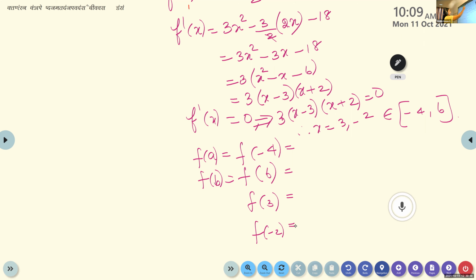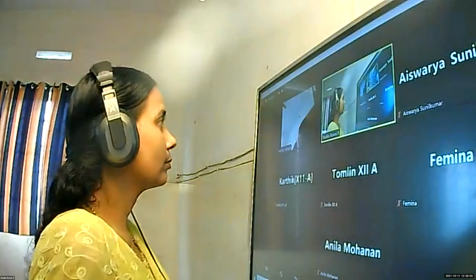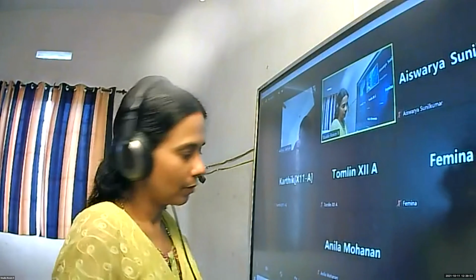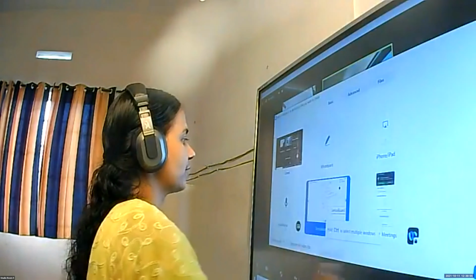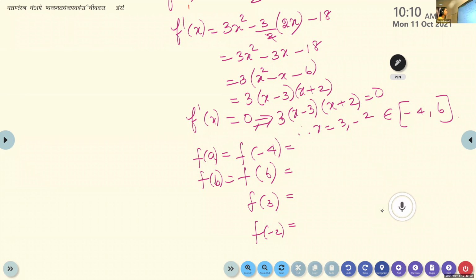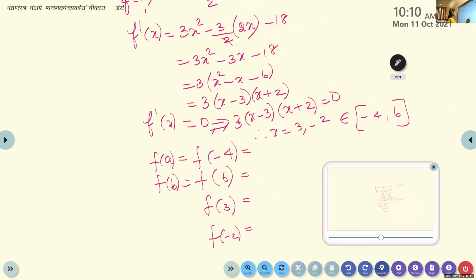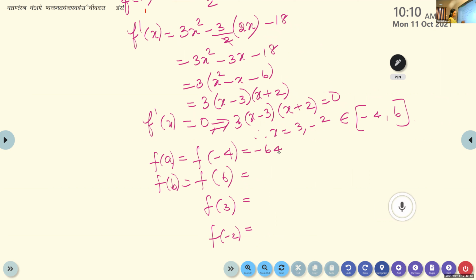Finished? Is it over? Tell me, what is the value? What is f of minus 4? When you put x as minus 4, we'll get minus 64. Substitute in f of x, isn't it? So it is minus 64. Then minus 15, the final value we are getting is minus 15.